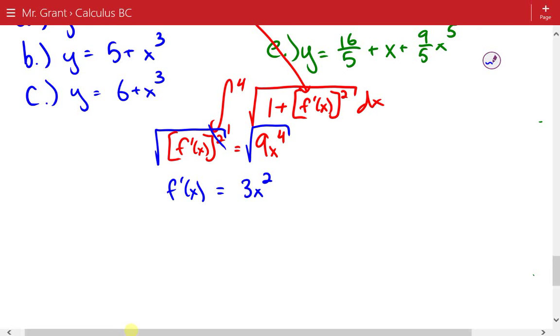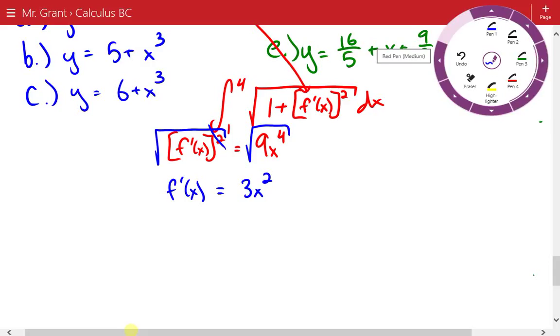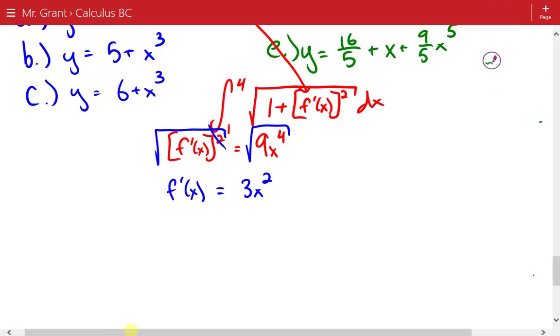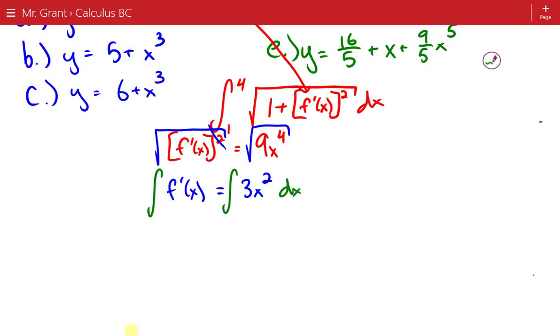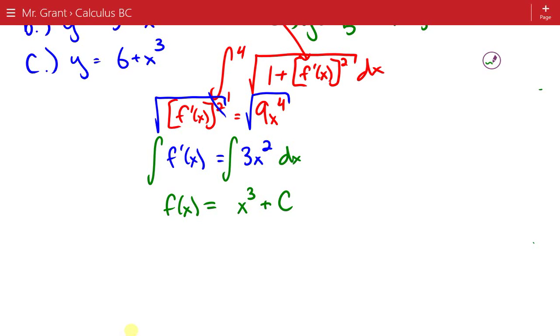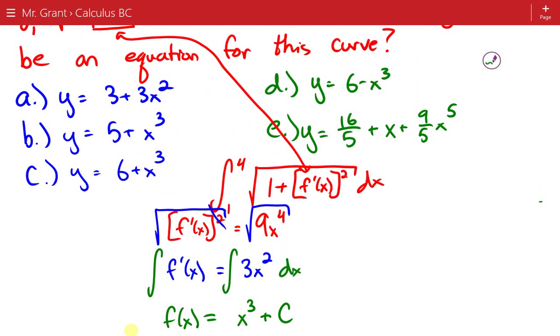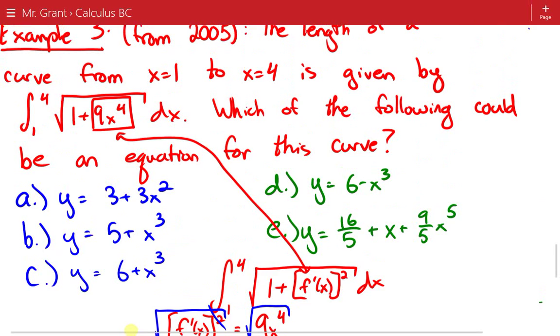We have f prime of x, and if we want to get back to f of x, back to our original equation, we'll need to integrate both sides. So integrate dx. And this will just come out to be f of x equals, well, 3, so we have x cubed. That's an indefinite integral, though. There are no limits of integration here, so we need that plus c. So this isn't a final answer. We need to actually figure out what our plus c is to get an original equation up here. Notice none of these have plus c's. How can we do it?